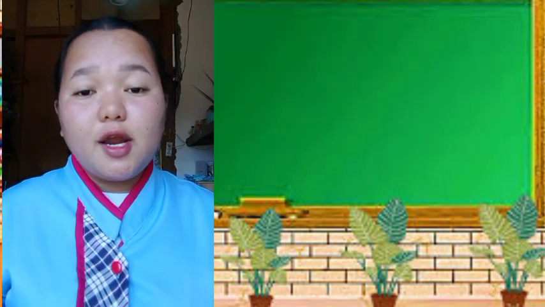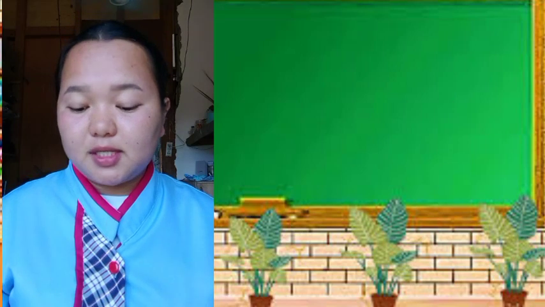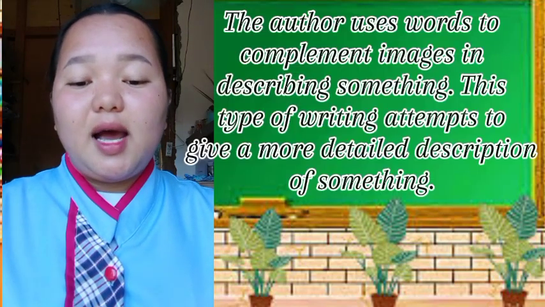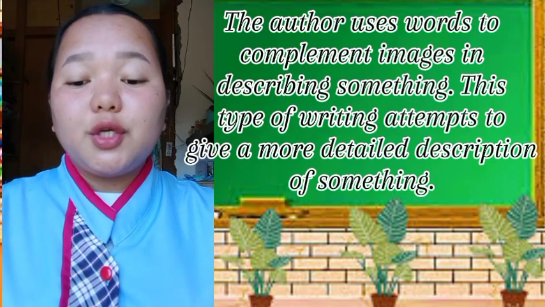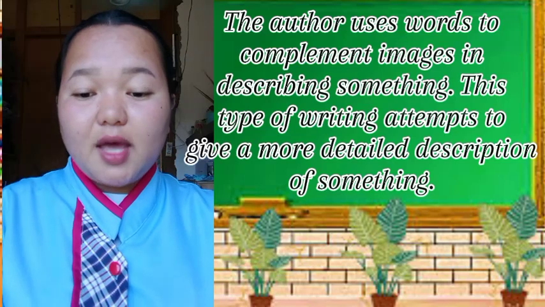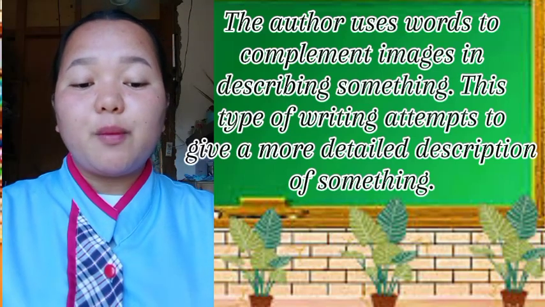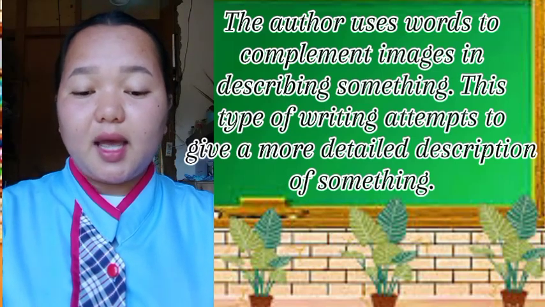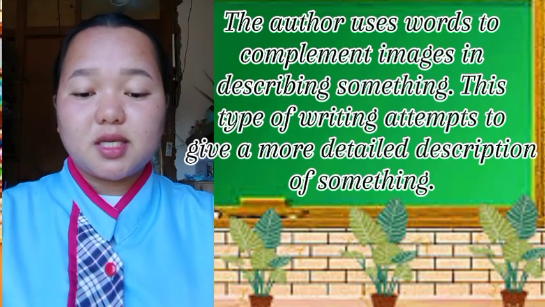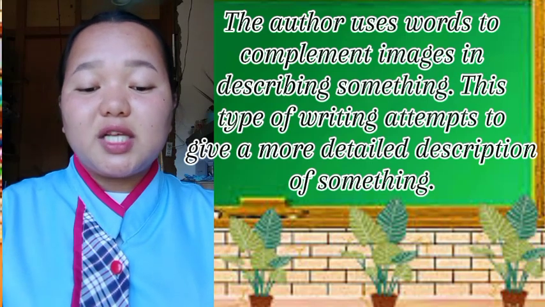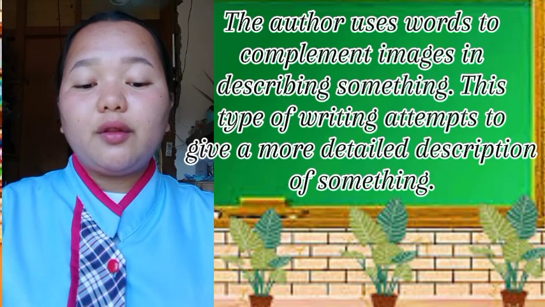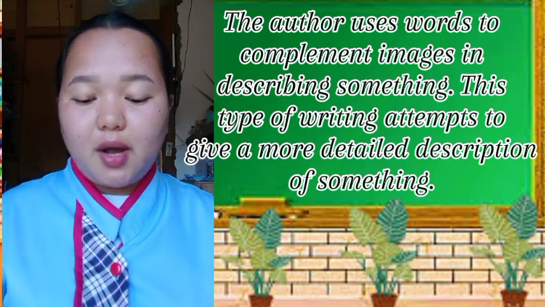So another author's purpose is to describe. When describing, the author uses words to complement images in describing something. This type of writing attempts to give a more detailed description of something, a bit more detailed than the thousand words that a picture paints. So the writer uses adjectives and images to make the reader feel as though it were their own sensory experience.